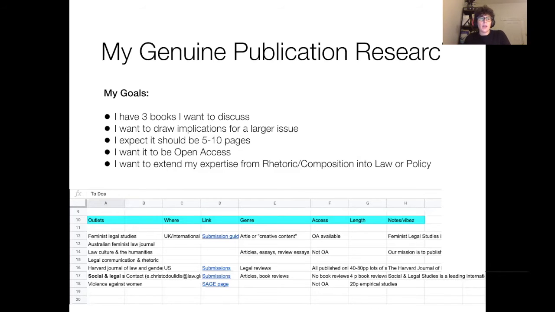That's a great question. I constructed my own list. I just started Googling, ye old Google. I was using key terms like feminism and law, or feminism and the humanities, or legal and rhetoric. And so I looked through a lot. I probably looked through more than the 7 that I have right here.